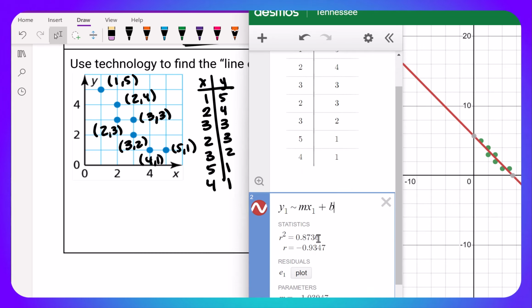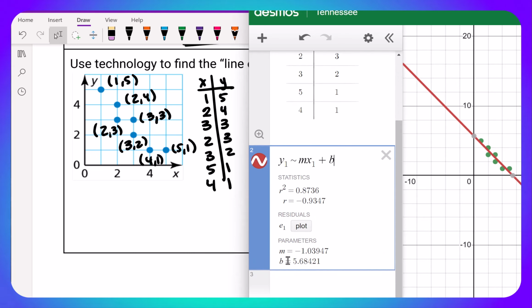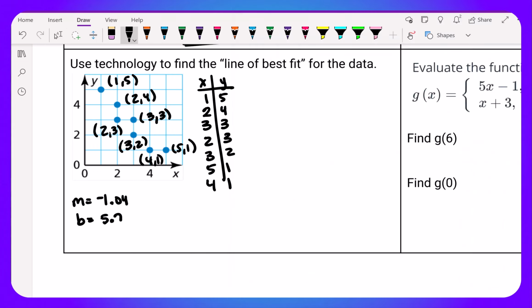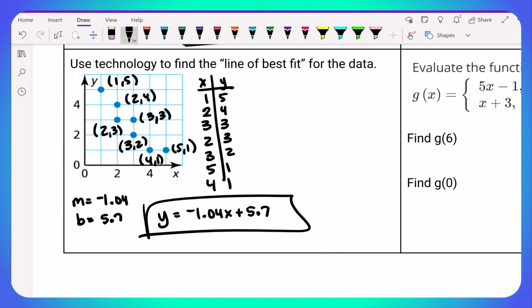So you see what happened here? It's giving us all of this stuff right here, and it says that my slope is -1.04 and my intercept is 5.7. So let's just round it to a few decimal places, and I'll write that down. All right, so I wrote down my slope and my y-intercept. So I'm going to write this down, y equals -1.04x plus 5.7, and there you have it.